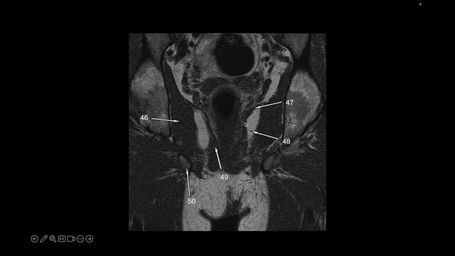If you remember that picture of the hand, levator ani, 49 is the external anal sphincter, and this would be the internal anal sphincter, just deep to it.